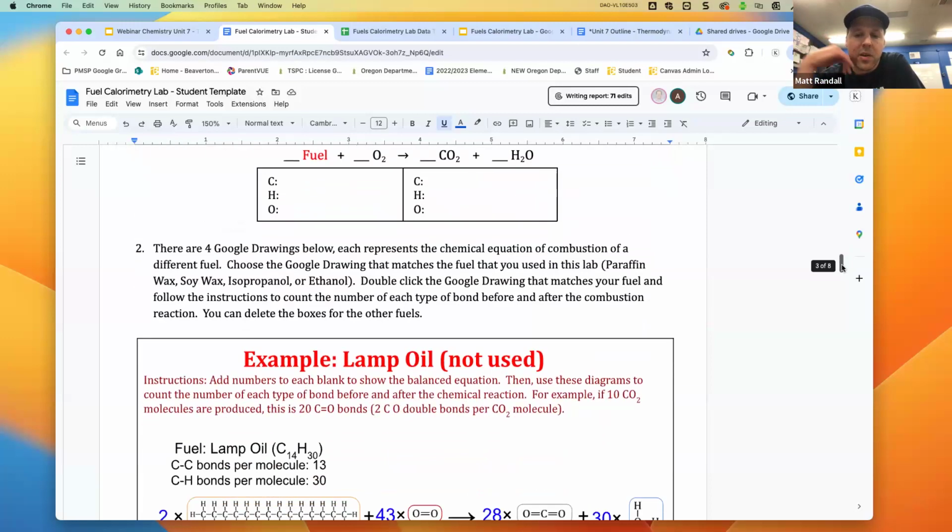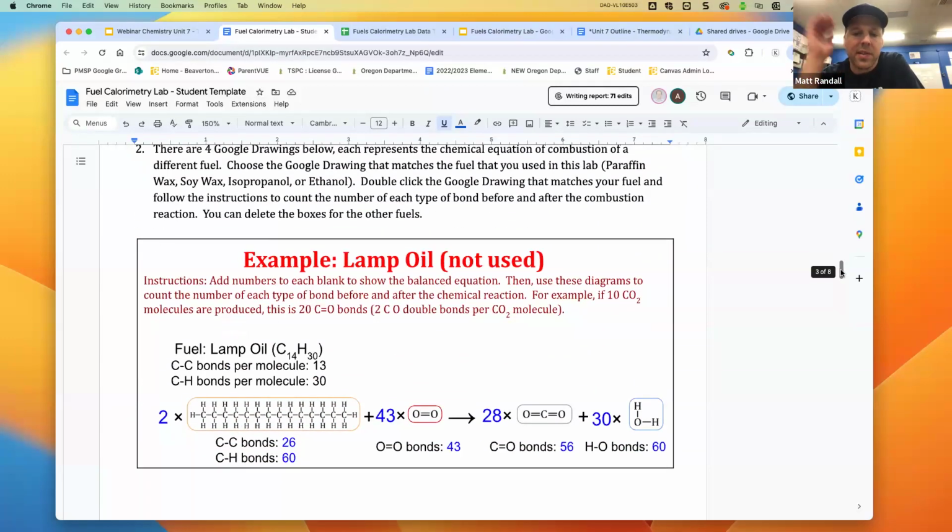And then next, the Google Drawings part, and we'll just see an example. This one is finished. I plan to change this to gasoline. Last year, we tried lamp oil and then decided it was not a good thing to burn indoors. So I just did it for one class period and not after that.